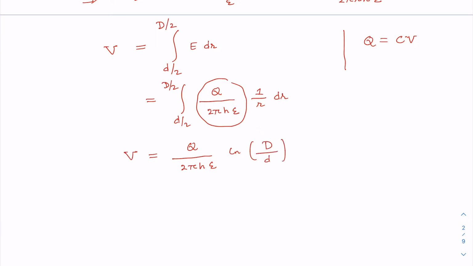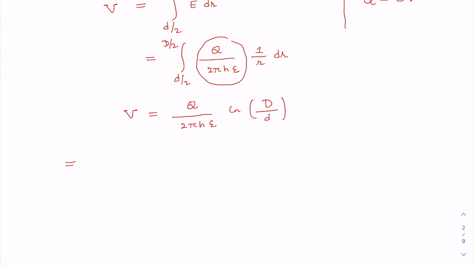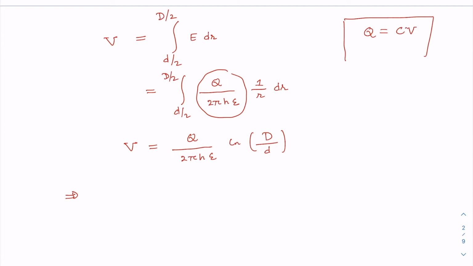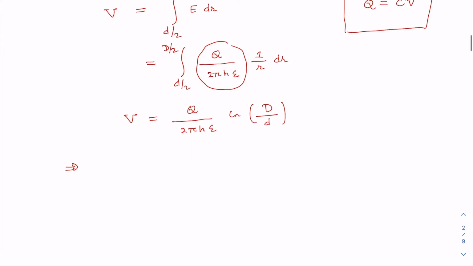So this is the voltage, and because we know that Q is equal to CV, I can therefore write that capacitance would be Q by V, and this would give us 2 pi epsilon h divided by logarithm of capital D by small d.